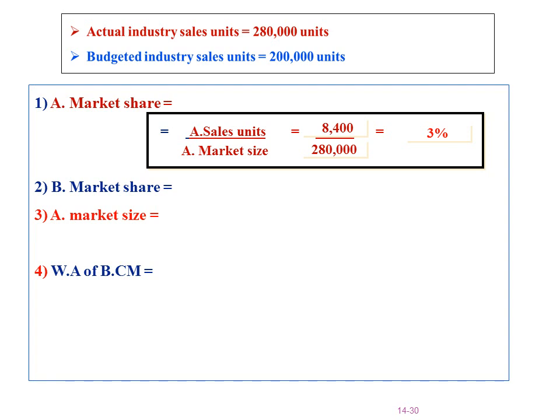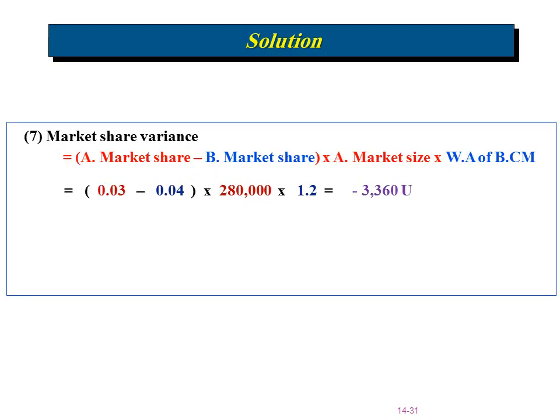Budgeted market share, I calculated, is 4%. Actual market size here is given, 280,000, and I calculated also the weighted average. I can calculate also the market share variance. Here is the market share variance: negative will be unfavorable. Negative 3,360. Negative 3,360.